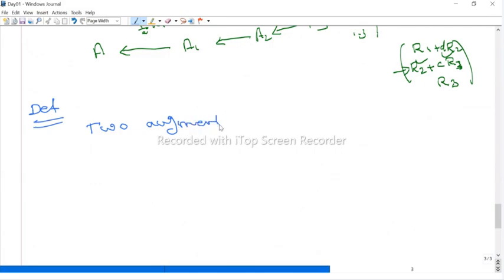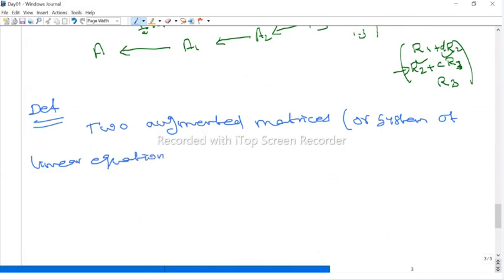Anyway, a system of equations we convert to an augmented matrix. So, system of linear equations. When we say two systems of linear equations are row equivalent, the two augmented matrices are said to be row equivalent.